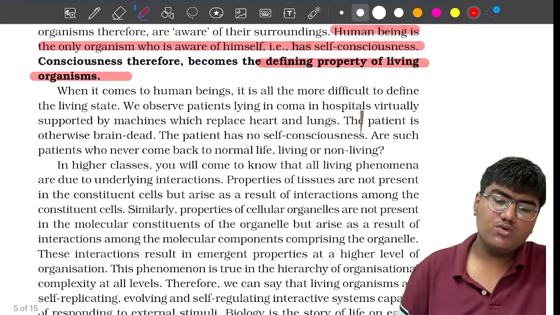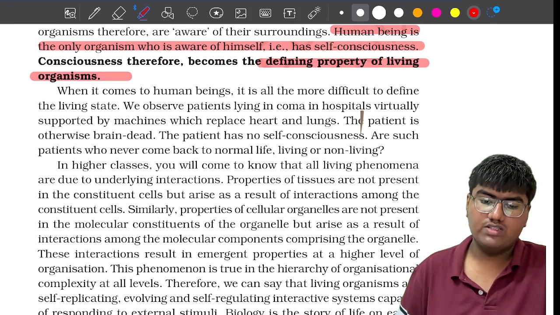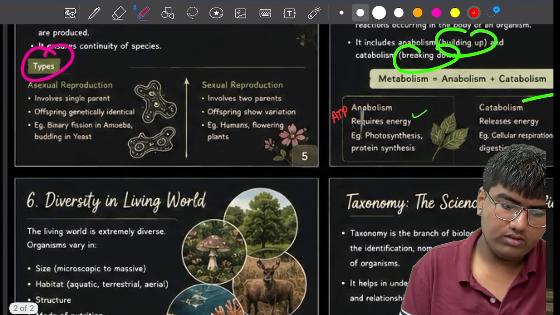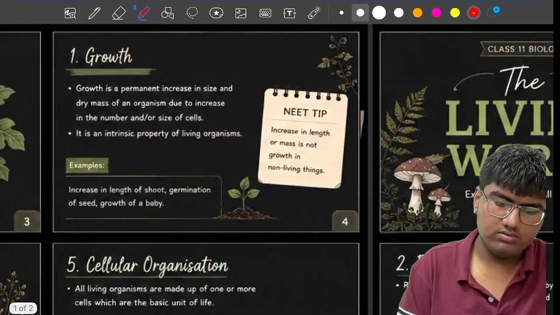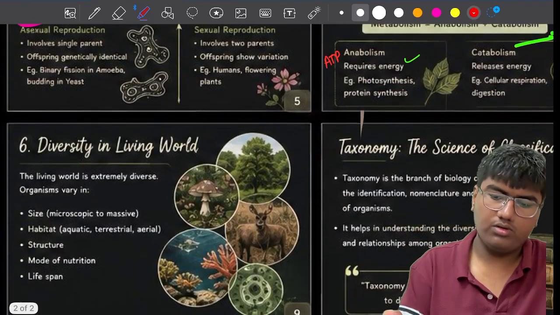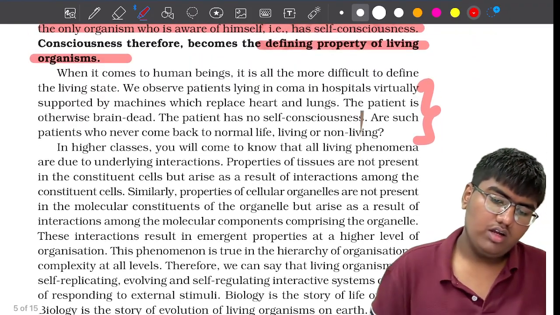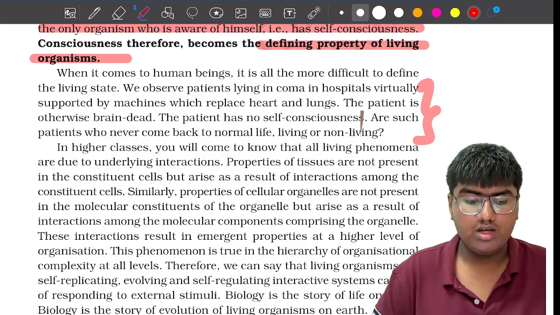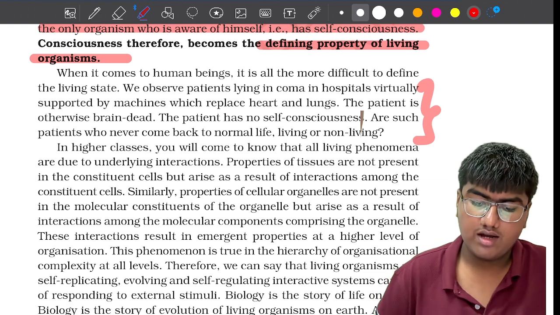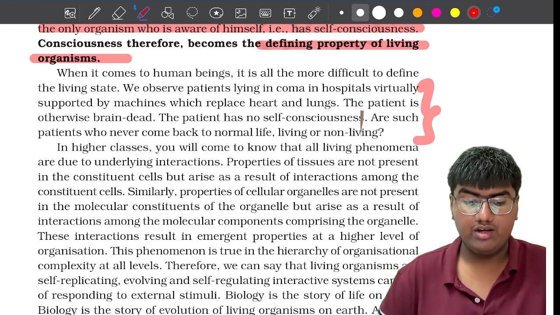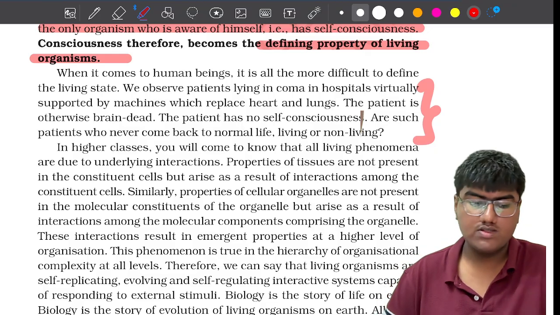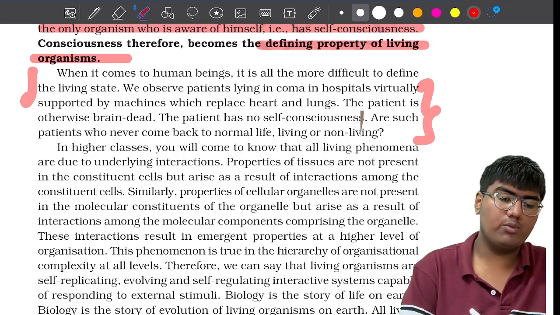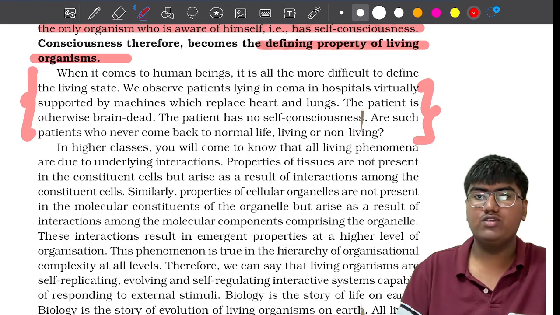Next, when it comes to human beings, it is more difficult to define the living state. So these are some examples that are given here. It is more difficult to define the living feature. We observe patients lying in coma in hospital, virtually supported by machines which replace heart and lungs. The patient is otherwise brain dead. The patient who has no self-consciousness, such patients who never come back to normal life: living or non-living, which is an interesting question which we will be answering by the end of this chapter.